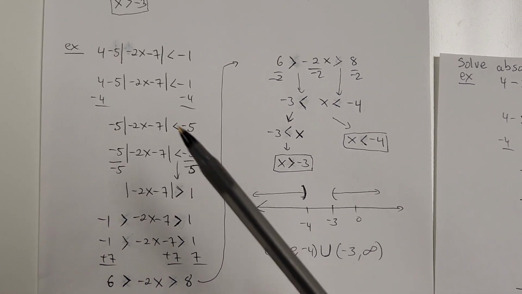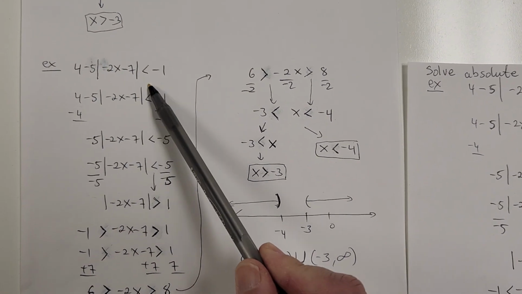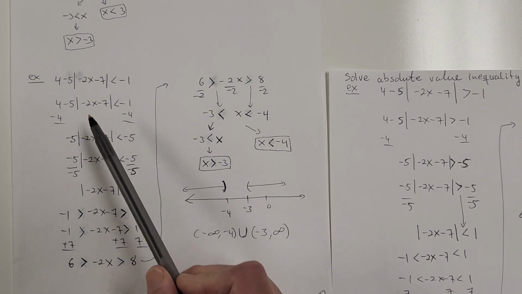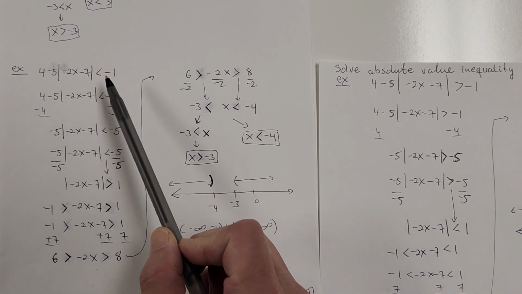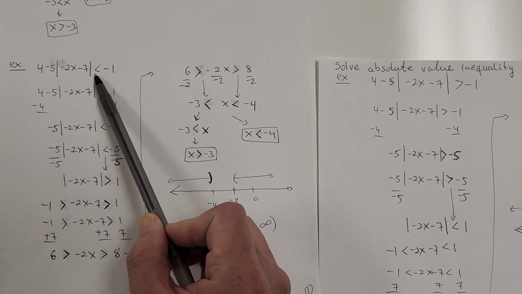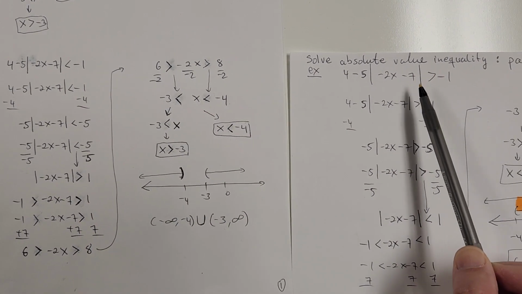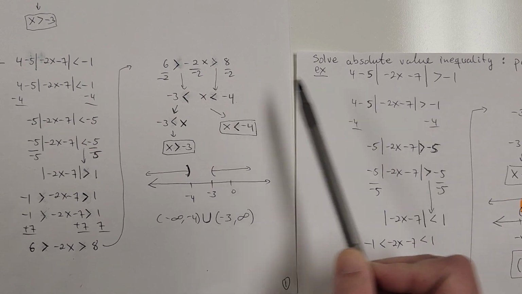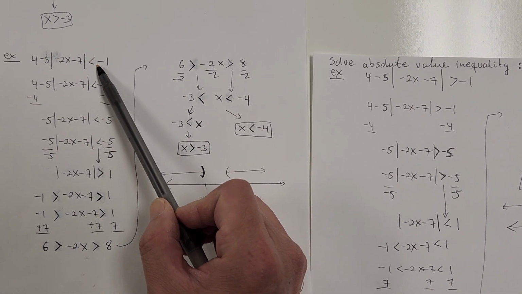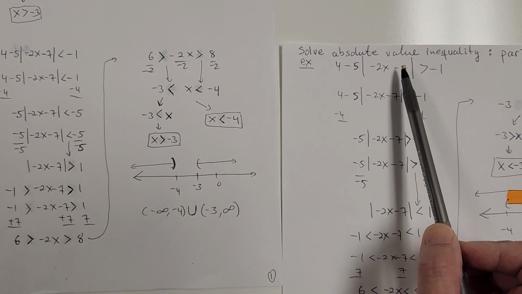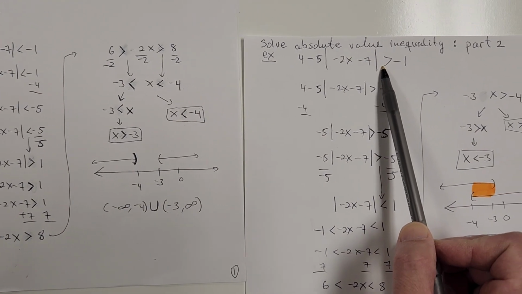Here is the example from last time. As you can see, it is the same example. The only thing I changed is this symbol right here. It was less than, now I change it to greater than. Last time it was less than, now it is greater than. So what is the difference?